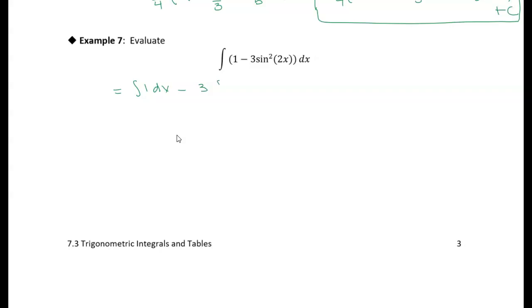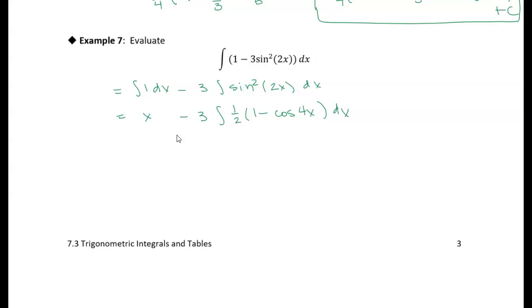I'm going to pull the 3 out, integral of sine squared of 2x dx. Okay, and we've been doing integrals with sine squared now, so you're probably getting good at it, right? So this becomes just x, right? And then we have minus 3 times the integral, and I'm going to replace the sine squared with that power reducing formula. So 1/2 times 1 minus cosine of 2 times 2x, so it's 4x, and then dx.